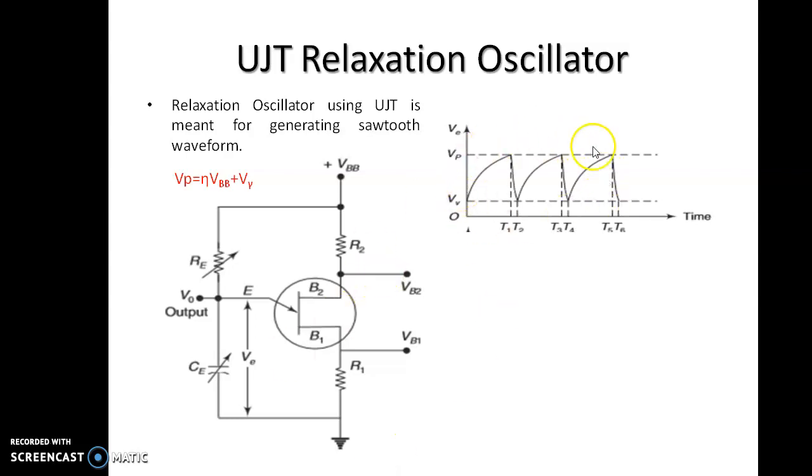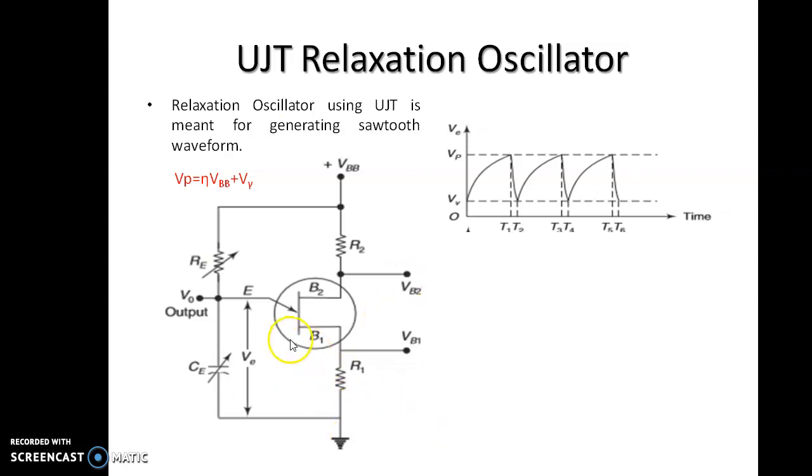So this is the output waveform, which is obtained across the capacitor CE. We obtain this waveform due to the charging and discharging of this capacitor. The charging path is from VBB through RE, CE and to the ground, and the discharging path is from CE, EB1 and R1. The inclusion of the external resistances R2 and R1 in series with B2 and B1 provides spike waveforms.